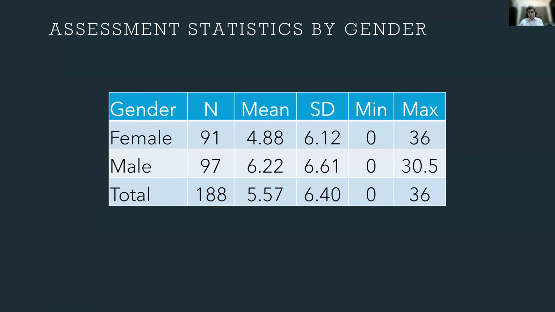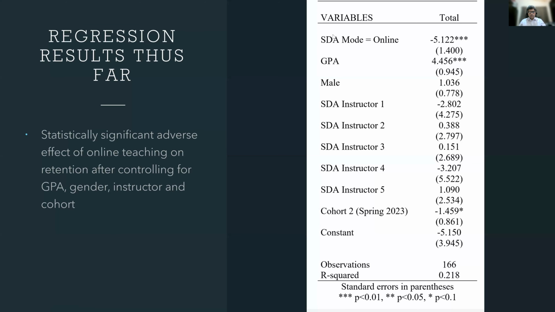In terms of differences in student scores by gender, it does appear, just looking at the basic stats, that male students perform slightly better. But these are our main preliminary regression results. Once we control for GPA, gender, instructor, and cohort, none of these other things are statistically significant. The difference you just saw between male and female students in our assessment is not statistically significant. The same goes for the instructors or the cohort, mostly.